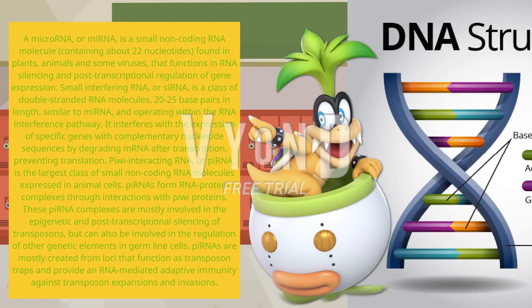Small interfering RNA, or siRNA, is a class of double-stranded RNA molecules, 20-25 base pairs in length, similar to mRNA, and operating within the RNA interference pathway. It interferes with the expression of specific genes with complementary nucleotide sequences by degrading mRNA after transcription, preventing translation.